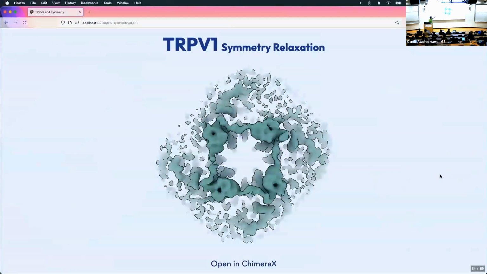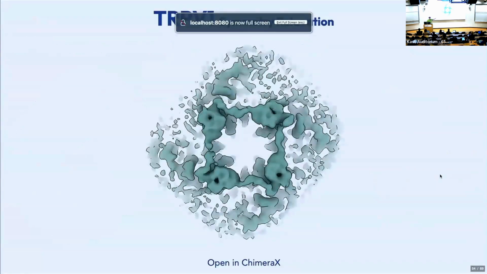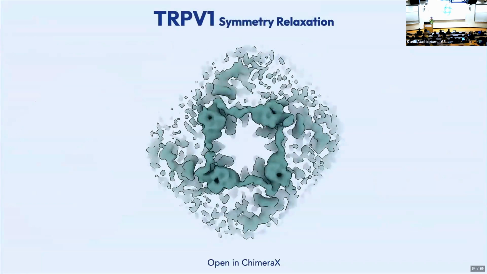So these linkers, this is the result of the symmetry relaxation, right? Where we align and then check the 90 degree related poses. They are not identical anymore, okay? You can see this one on the left-hand side is a little bit weaker than the other three.